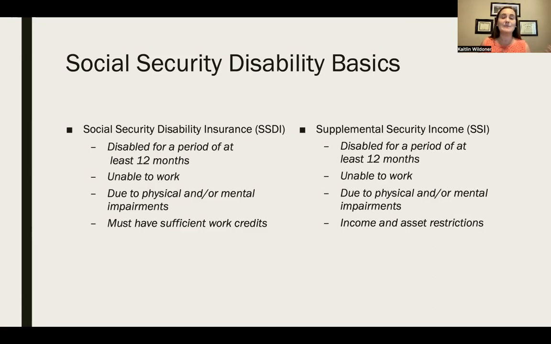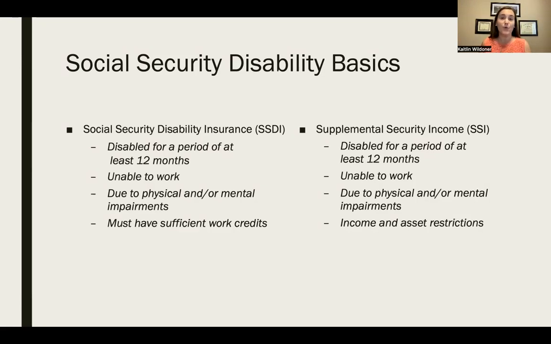Now, if you're only expecting to be out of work for 2 months, it's okay. You don't need to apply. If it's expected that you're going to be out of work for at least 12 months, apply sooner rather than later. Again, if you wind up going back to work earlier, or you don't think you'll be able to go back to work ever, and you do wind up being able to return to work, that's great. You can certainly withdraw your application.